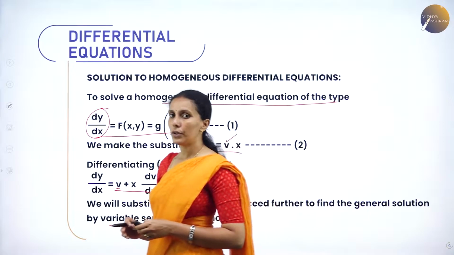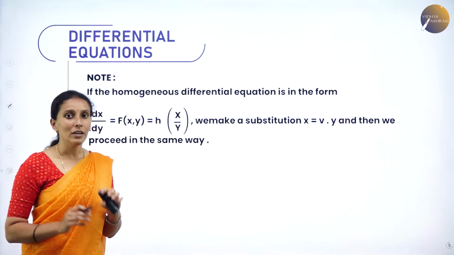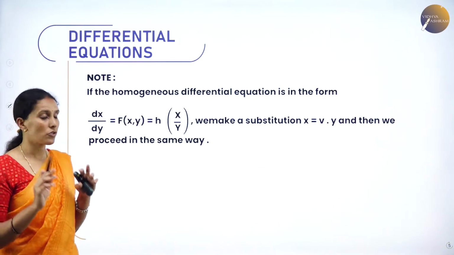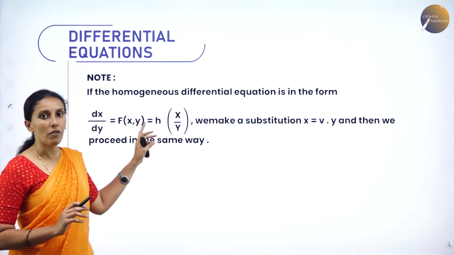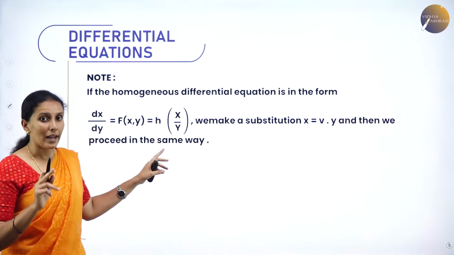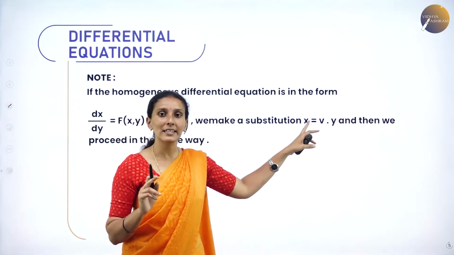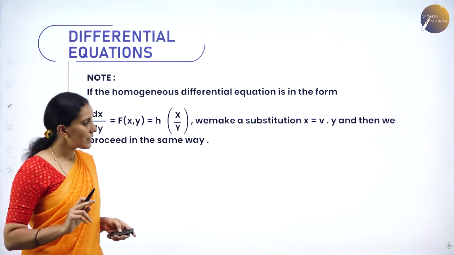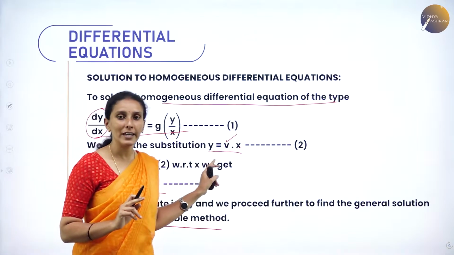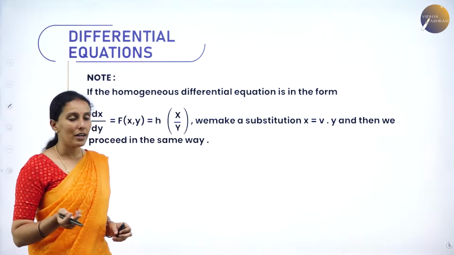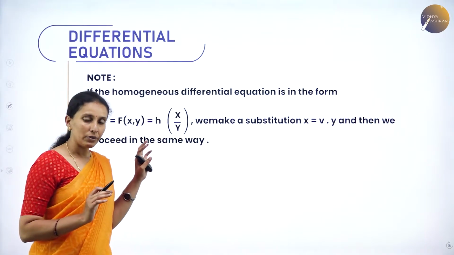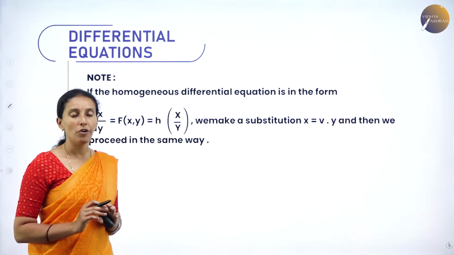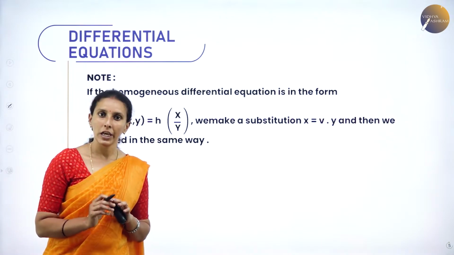Also note that if the homogeneous differential equation is of the form dx by dy, such that it is written in the form of h of x by y, then we make a substitution as x is equal to vy. So for the first case, we make the substitution y is equal to vx. In the second case, we make the substitution x is equal to vy. Then again, we continue the same process to find the solution of the homogeneous differential equation.